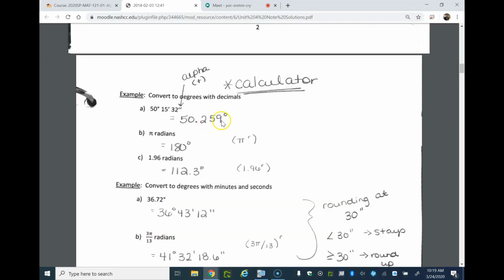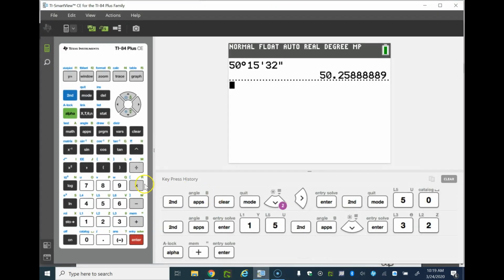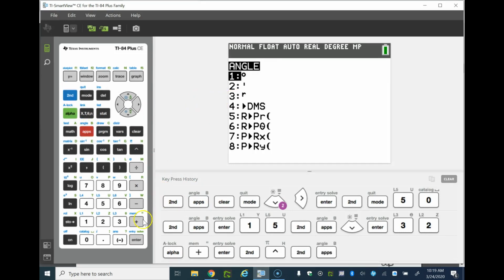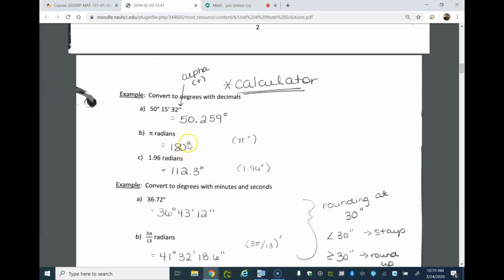So 25, and here when we round it up to 9 on this part. So this is how you convert degrees with decimals. Radians is the same thing, but this time we're going to use the R. If I hit the pi symbol and then go get radians, which is number 3, you can hit 3 if you want to, hit enter, and then it changes to degrees for you as far as the answer is concerned. So 180 degrees gives you the pi radians.